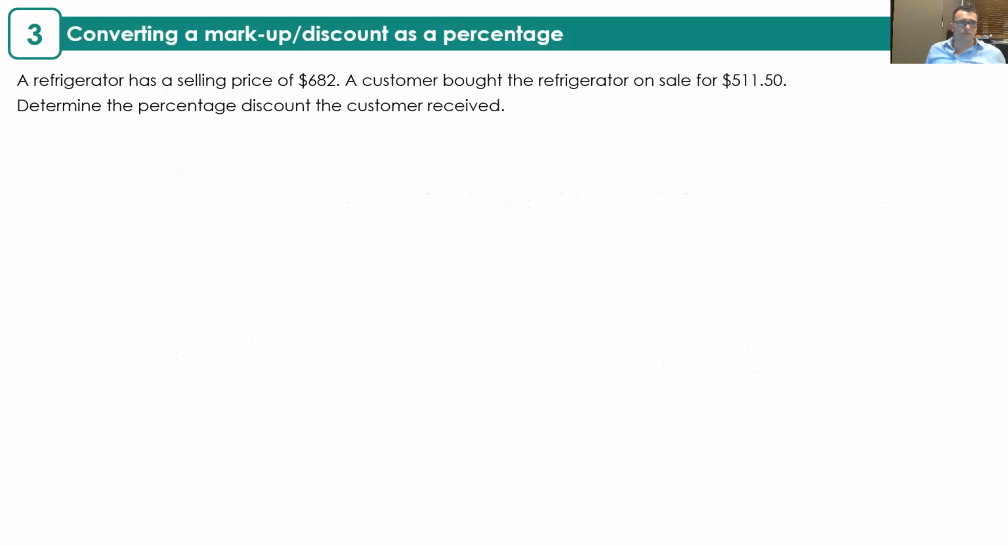So trying to do an example. A refrigerator has a selling price of $682. A customer bought the refrigerator on sale for $511.50. Determine the percentage discount that the customer received. So what we can look at is, well, what's the ratio of that final price over the initial price? So it was $511.50 over the 682 is essentially our ratio.